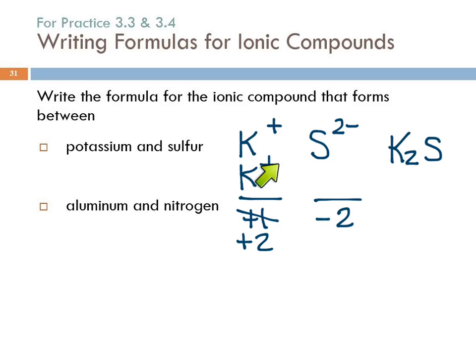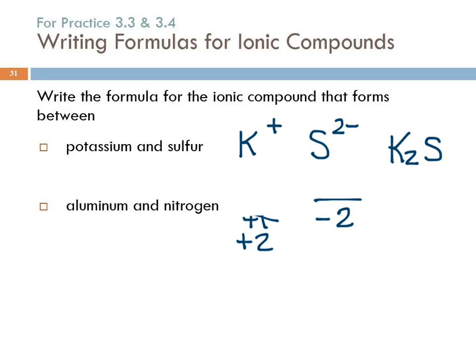That's what we're looking for. How many of these do we need so that we can have these charges be the same but opposite? Now I look at this, I've got 2 potassium, so I write K2. And I've got 1 sulfur, so I just write the symbol for sulfur. So that's what I call the visual method.